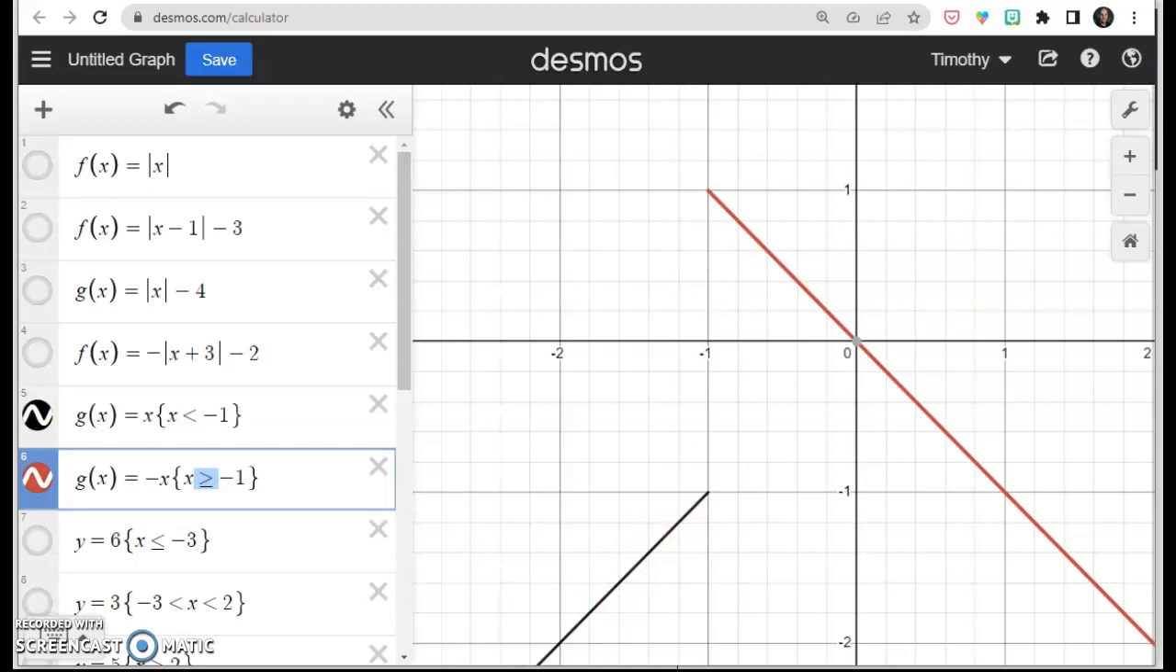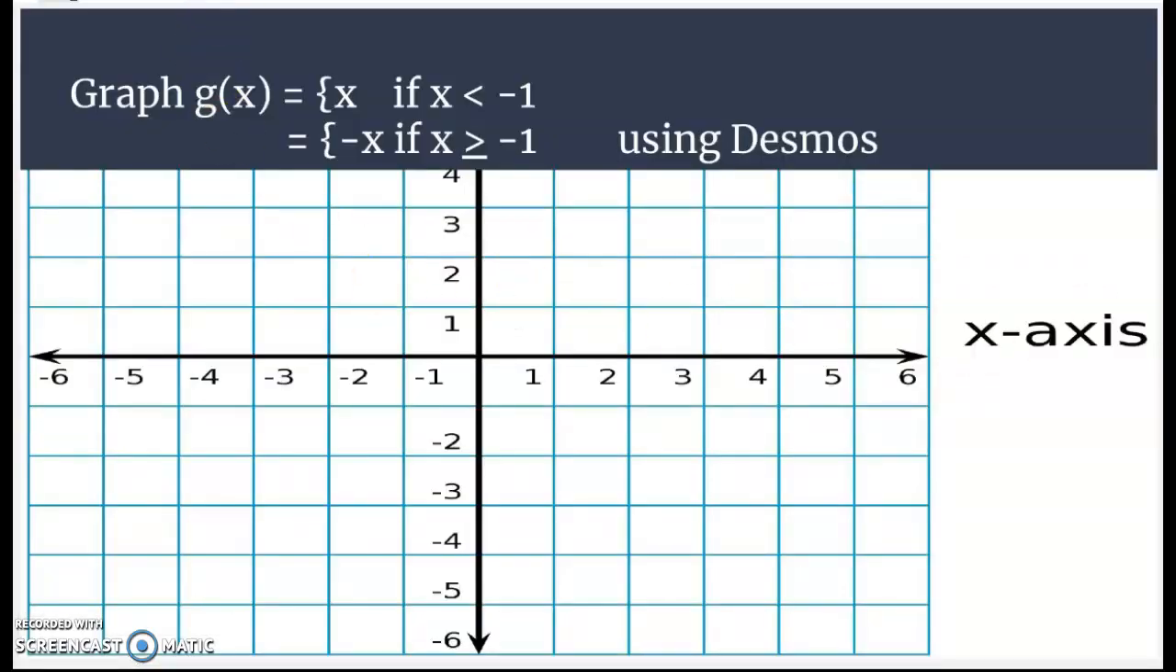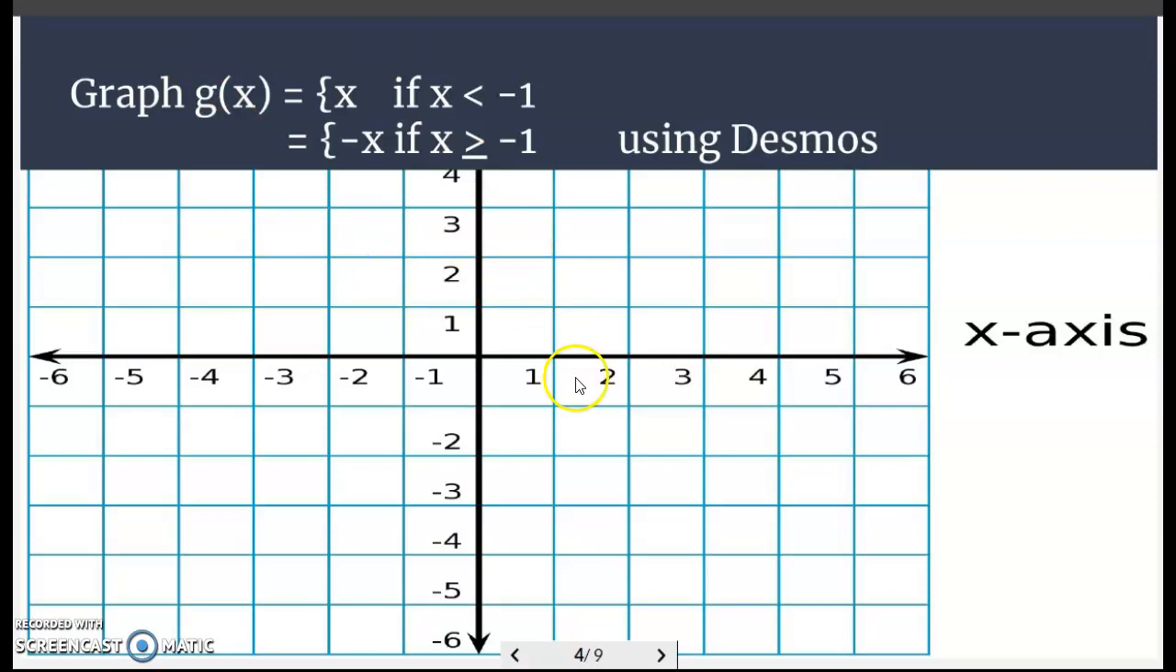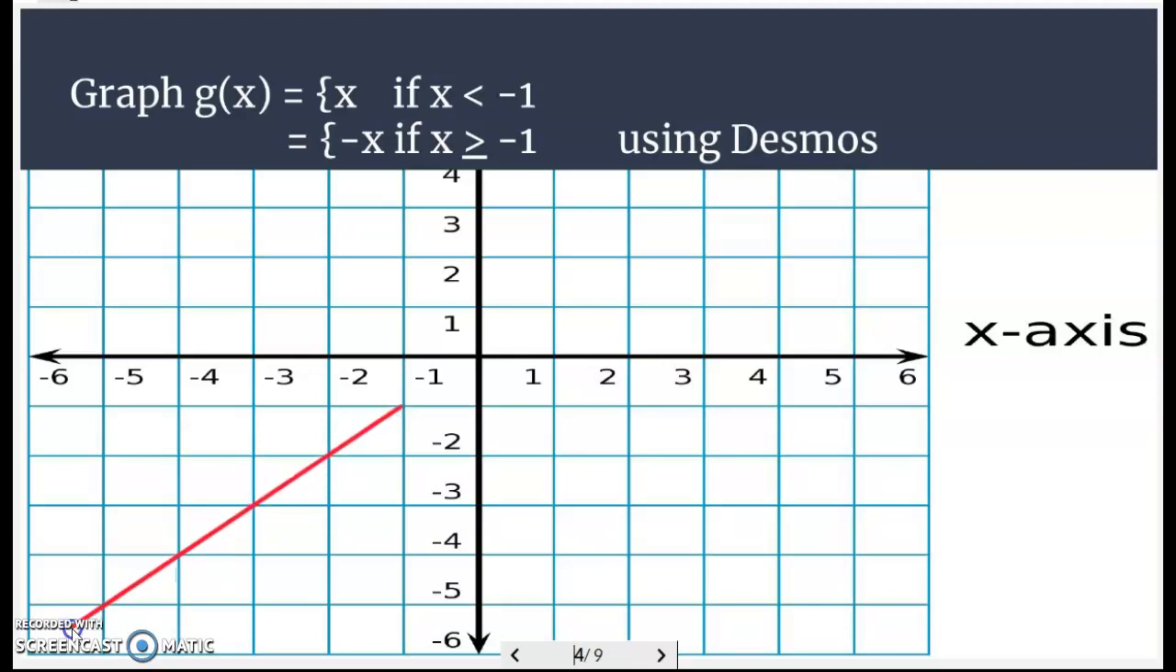All right, see if we can get that drawn here. Okay. So positive x when I'm less than -1. That would look approximately like this. And then it behaves like negative x when I'm greater than or equal to -1. Now when I say greater than or equal to -1, I'm talking about the x-axis. And then open and closed circle.